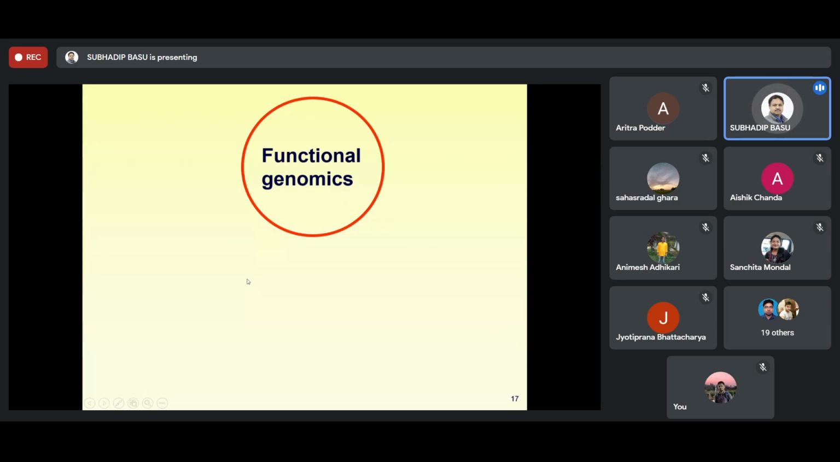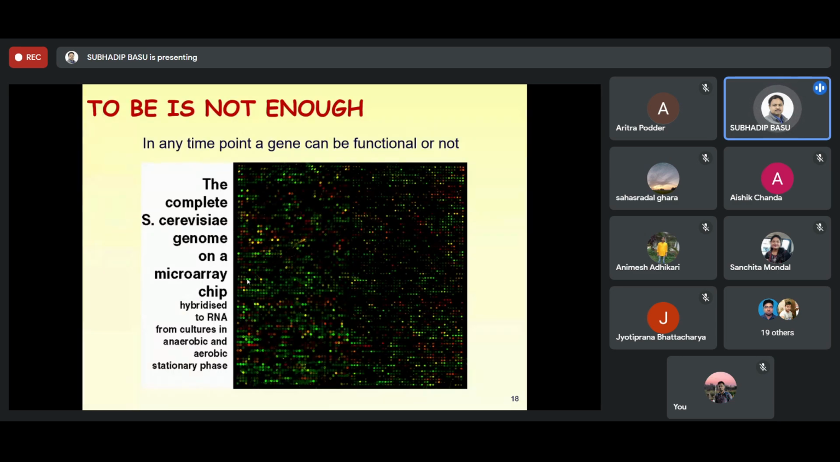Then you also have functional genomics, as I was telling you, that to be is not enough. You have that gene, but having that gene is not enough. It has to express. The gene has to be functional. What do you mean by functional? You must generate a healthy, functionally active protein out of that gene that is present in your genome or in your chromosome. And that is important.